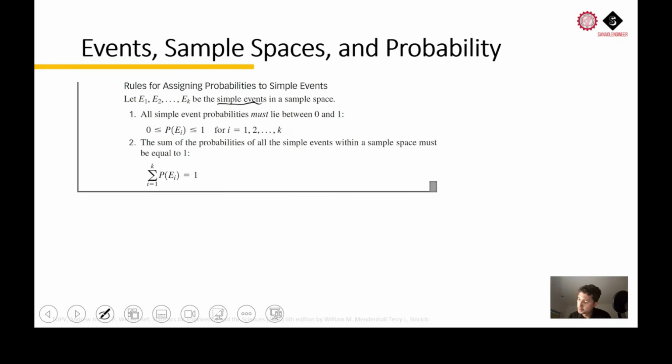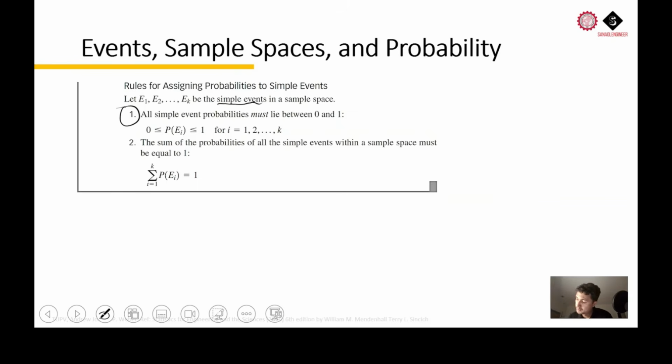So the first rule is that all simple event probabilities must lie between 0 and 1. Okay? It can never be greater than 1 and it can never be less than 0. So if it is equal to 1, it means 100% certain it will happen. If it is equal to 0, it means it is impossible to happen.